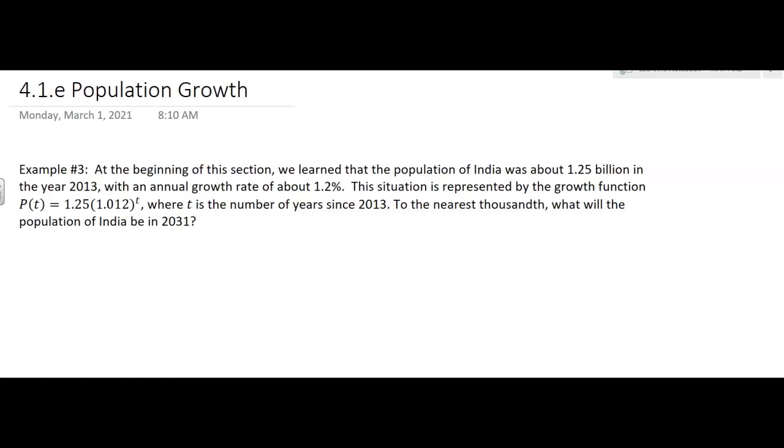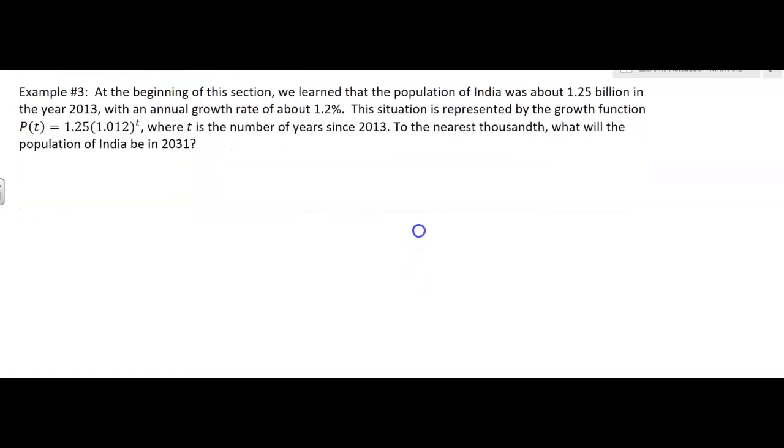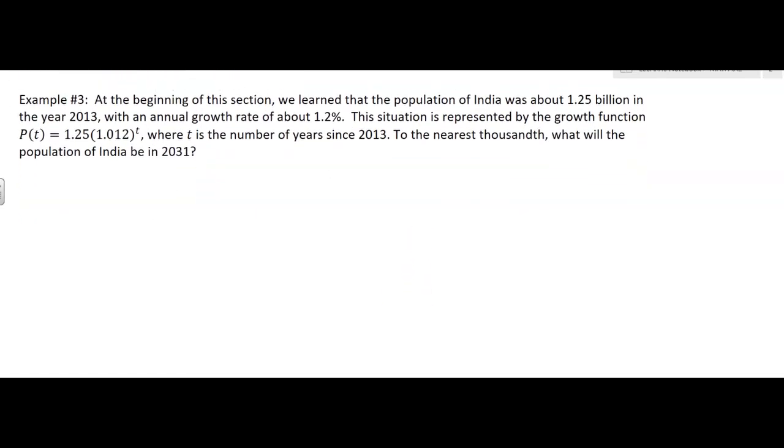Okay, so we're going to do a problem with population growth. At the beginning of this section, we learned about the population of India, which was about 1.25 billion in the year 2013. Now, I didn't really talk about that in the videos, but it's in the book. But we're going to do this problem. Now, some things make a difference to us here.